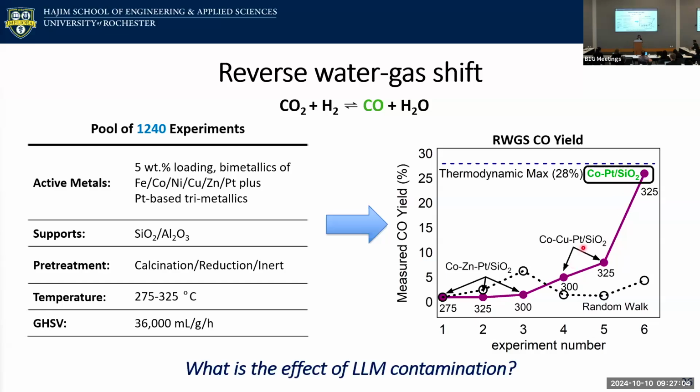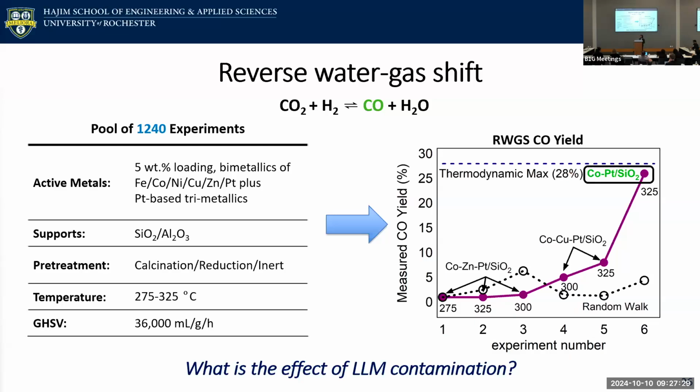And so what's interesting here is all of the catalysts that the model selected contained platinum. And so that got us thinking a little bit about contamination, where perhaps the model already knows that platinum is a good reverse water gas shift catalyst, so it's inclined to include that in its predictions. But it's something that we're digging into a little bit more to try to understand the effect of contamination and how that may affect predictions.